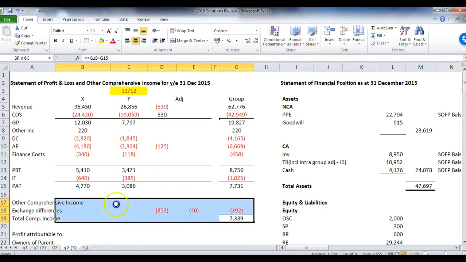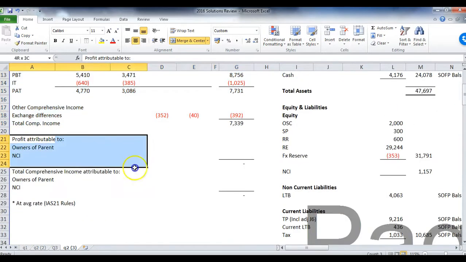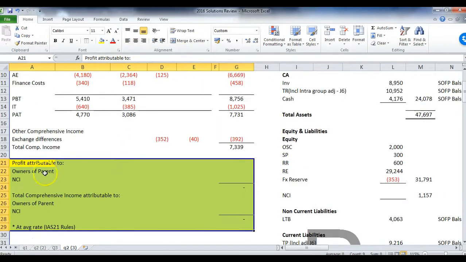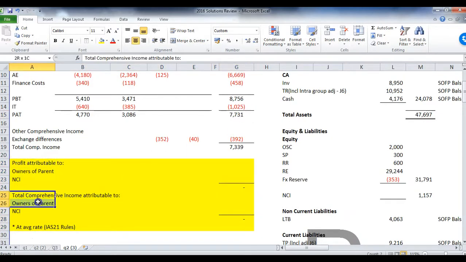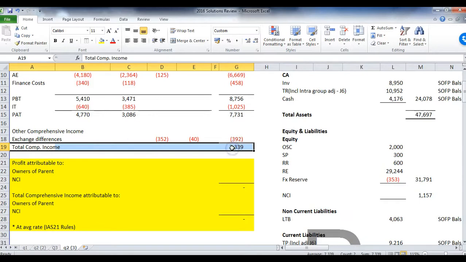So typically down to here, a lot of students should be okay. But remember, one of the key points that a lot of students do forget is you need to give these two boxes as well for preparing a consolidated block. So you need to attribute both the profit figure, i.e. the 7731, but also the OCI figure, the total comprehensive income, 7339.